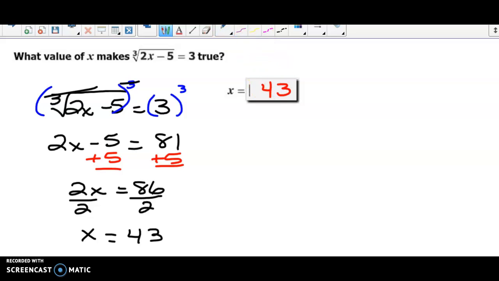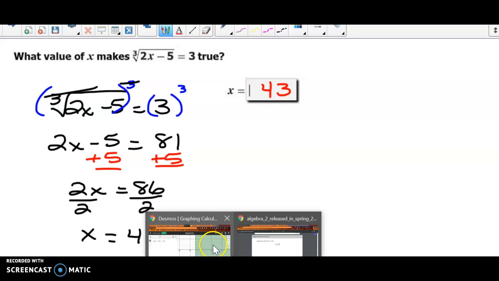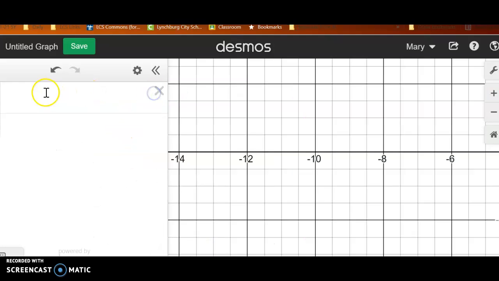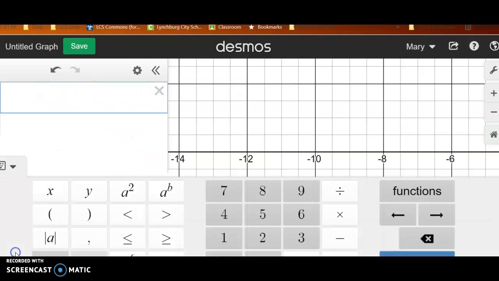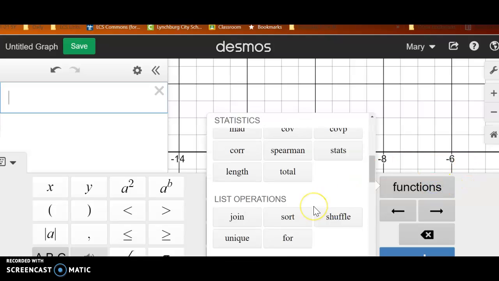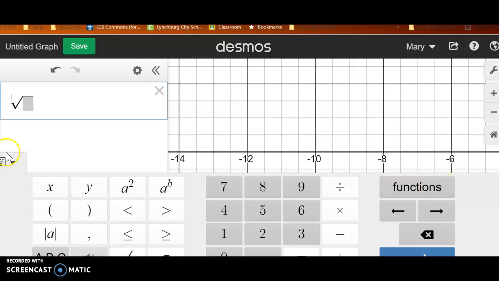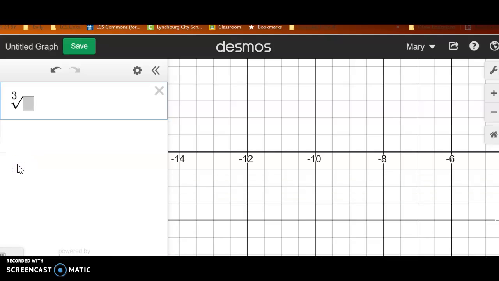So let's check it. Let's go to Desmos. Let's plug in our original problem. So the cube root of 2x minus 5 is equal to 3 is what we're going to plug into Desmos. And if we didn't have an x here, we would make sure that when we plugged it into Desmos, we do have an x value. All right, so in order to get the cube root, we've got to remember to pull up our functions, go to miscellaneous, middle column in the miscellaneous. So we have 3 and 2x minus 5 is equal to 3.